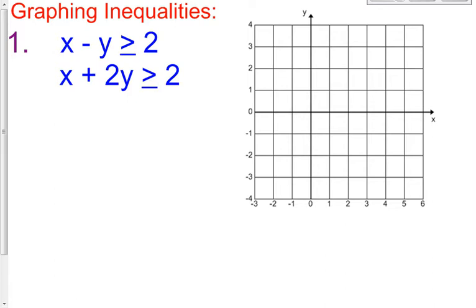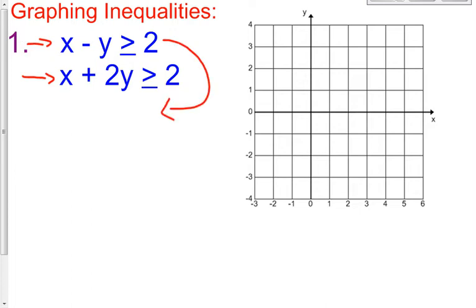We already know how to graph this line. So now we're just going to graph both of them and shade accordingly. And then there's going to be a common shaded region amongst both lines that is going to be our solution. So let's first graph this one.